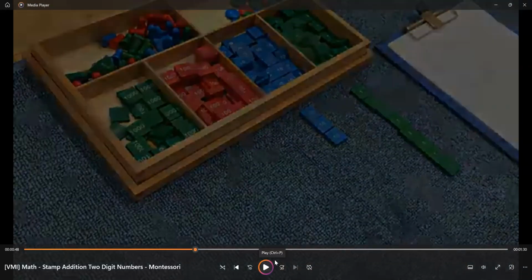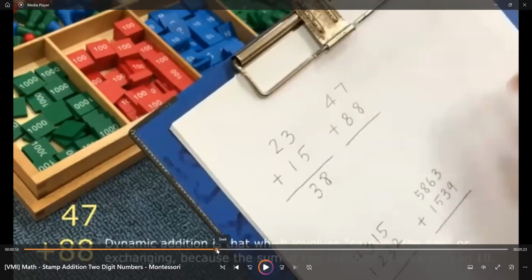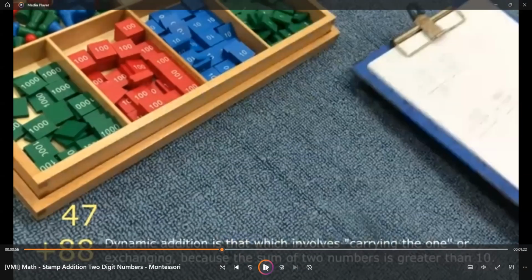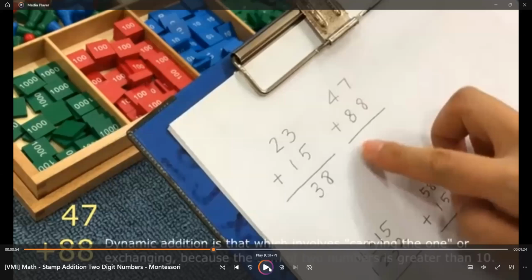So was this a static addition or was that a dynamic addition? Static addition. Static. We did not have any carry forward. Now let's do a dynamic one. Okay, so note down the problem statement. The next one, what we are doing is 47 plus 88. Now you will see you will have a carry forward.